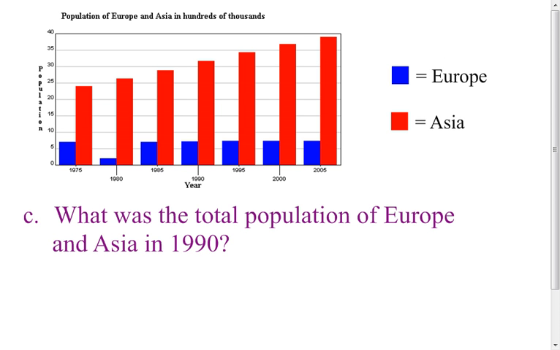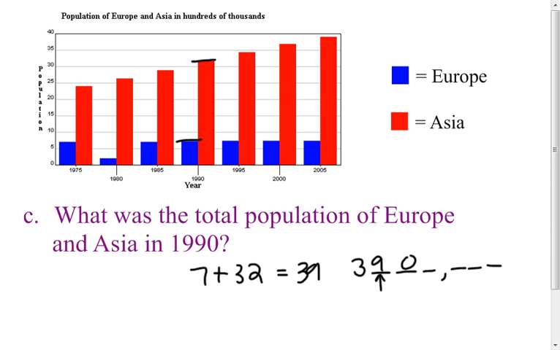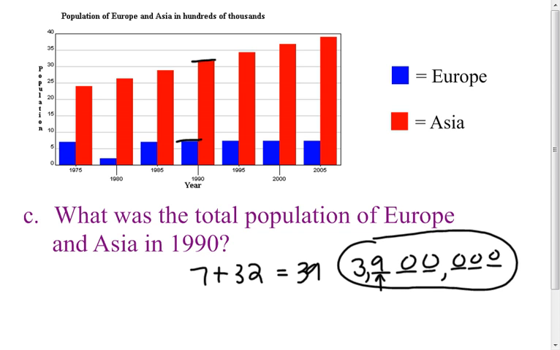And then what was the total population of Europe and Asia in 1990? If we look at that, in 1990, Europe's population looks like about 700,000 people. And Asia's population looks like about 3,200,000 people. So when I add that together, I get 3,900,000 people, which again, this is the 100,000 spot. Can't put 39 there, so I put the 3 out in the front and the 9 there. So 3,900,000 is the total population of Europe and Asia in the year 1990. And that will do it for our bar graph discussion for today.